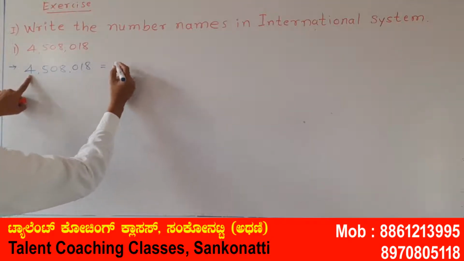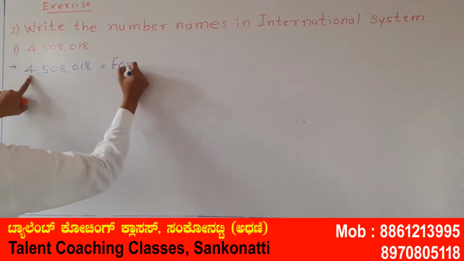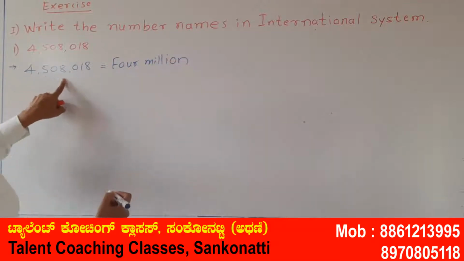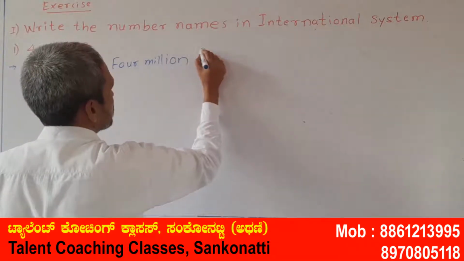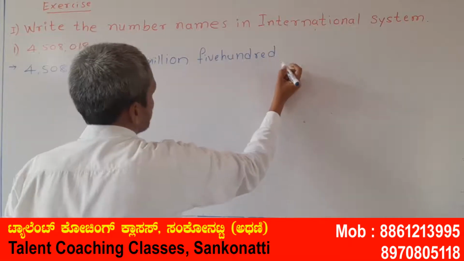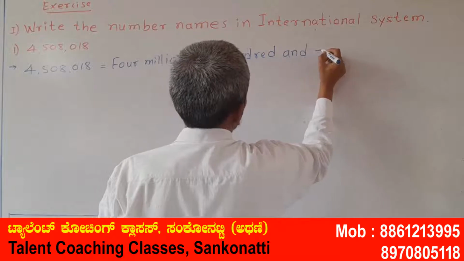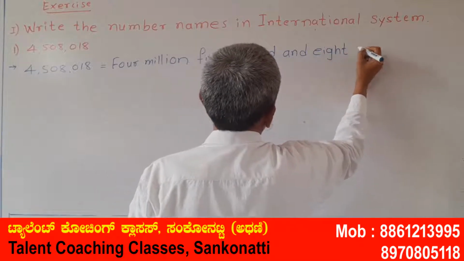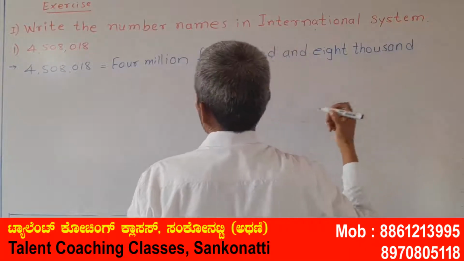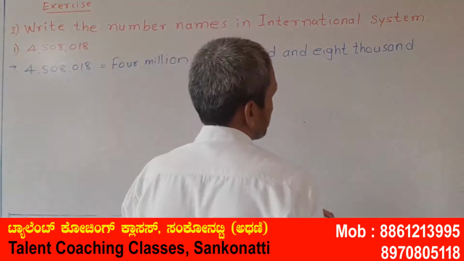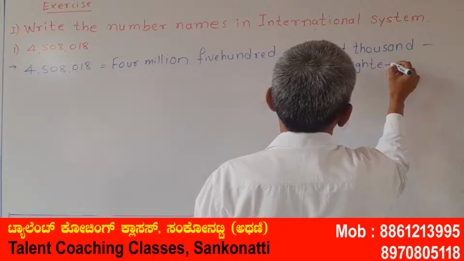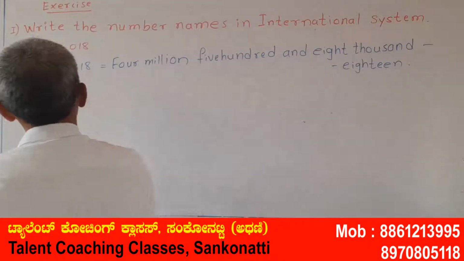This is the million group, 4 million. This is 508 thousand, 508,018. 018 means 18.